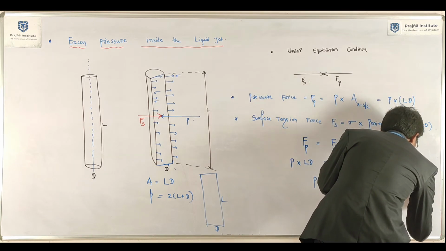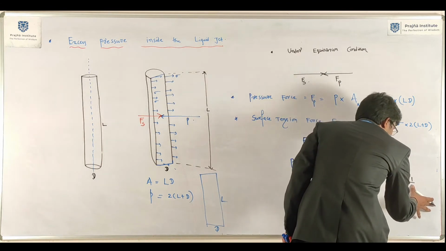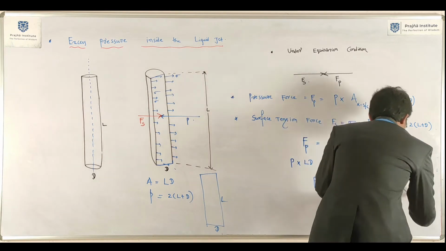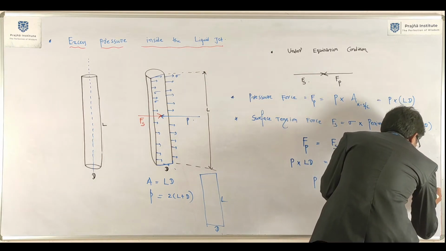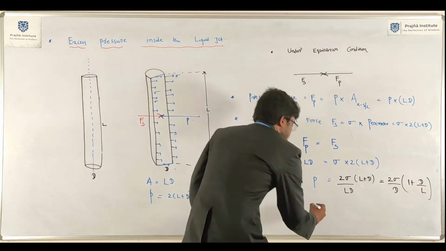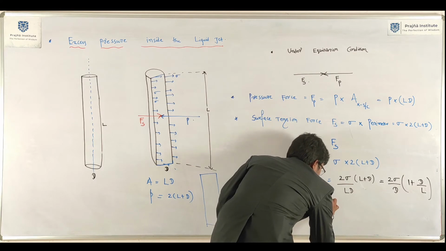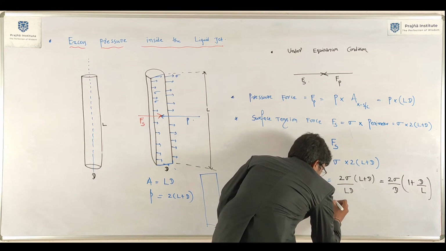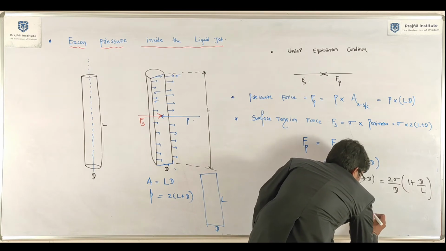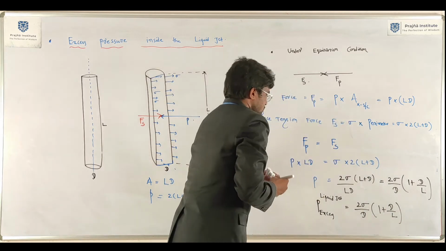1 by D. No. Take L inside. Take L inside. 1 plus D by L. Correct now? Excess pressure inside the liquid jet equal to 2 sigma by D into 1 plus D by L.